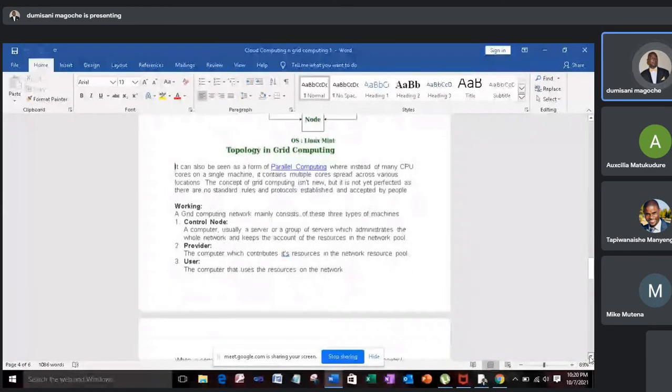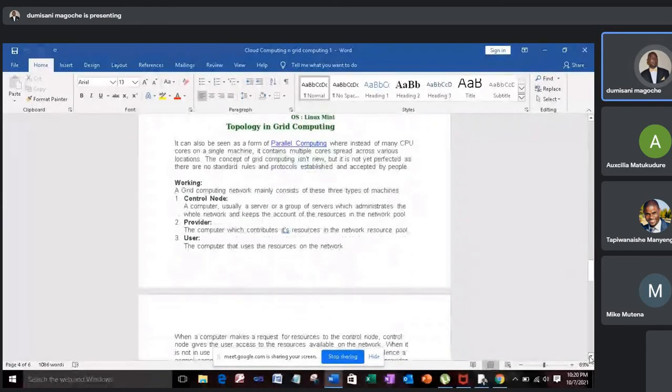Basically, a grid computing network mainly consists of three types of machines. The control node, which is a computer, usually a server or a group of servers, which administrates the whole network and keeps the account of the resources in the network pool. The provider, which is the computer that contributes its resources to the network resource pool, and the user, which is the computer that uses the resources on the network.